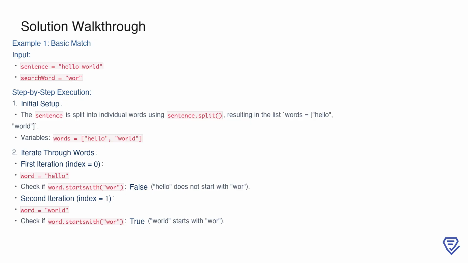In the first iteration, the current word is "hello". We check if hello starts with the search word "war", and the result is false since hello does not begin with war. In the second iteration, the current word is "world". This time, when we check if world starts with war, the result is true because world indeed begins with war.